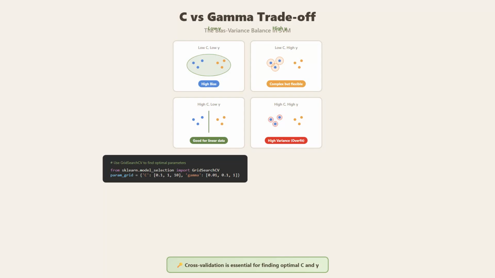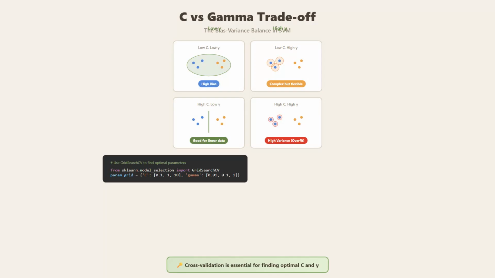In the bottom left corner, with high C and low gamma, we get a nearly linear decision boundary that tries hard to classify every point correctly. This works well if your data is actually close to linearly separable. In the bottom right corner, with high C and high gamma, we have both high boundary complexity and strong error penalization. This almost always leads to overfitting. The model creates complex contours that perfectly wrap around each training point but fail to generalize.